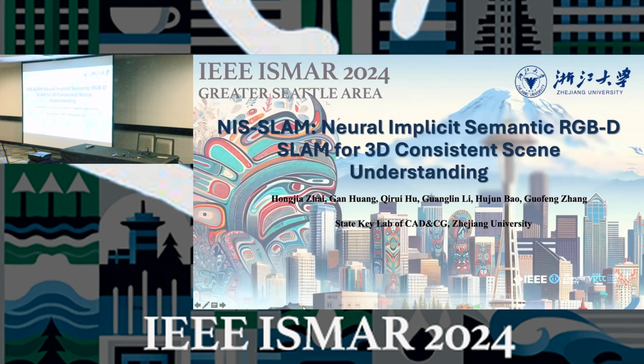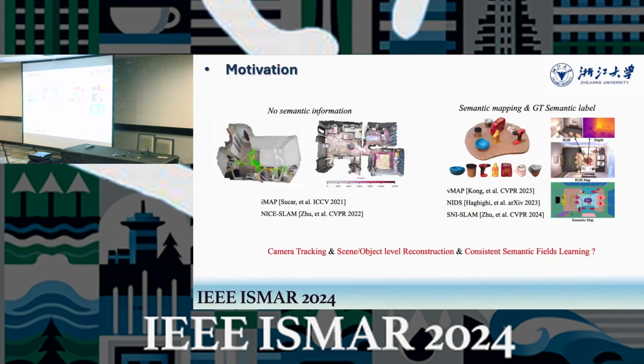I am Zhai from Zhejiang University. Today, I will introduce our work, NIS-SLAM, Neural Implicit Semantic RGB-D SLAM for 3D Consistent Scene Understanding. Previous implicit-based neural SLAM, like iMAP and NICE-SLAM, only reconstruct the geometry and appearance information and do not model semantic information. Recently, some works pay attention to modeling semantic information, like vMAP and others.